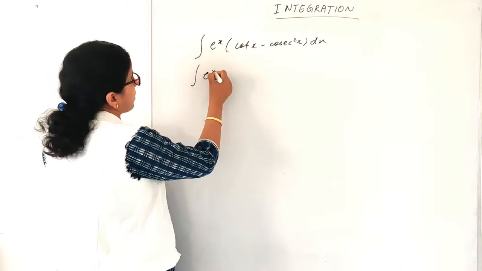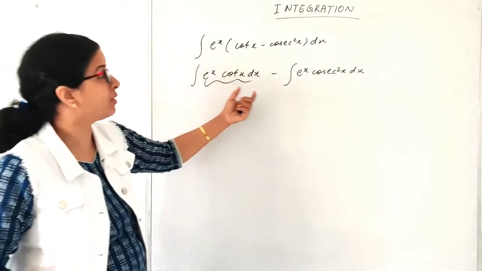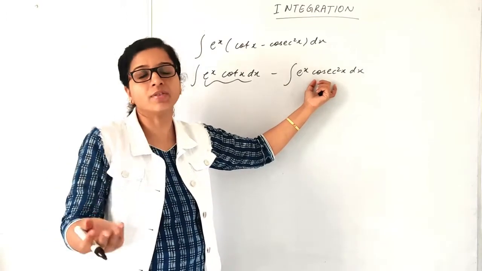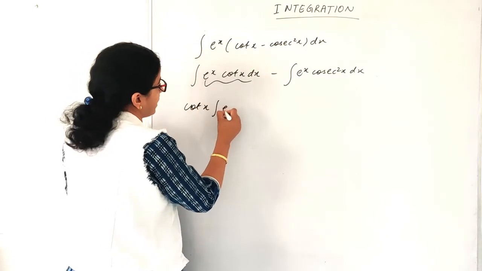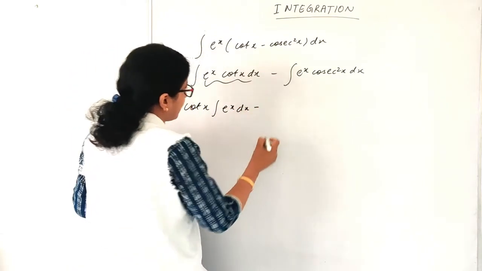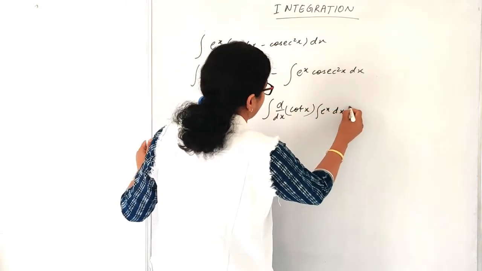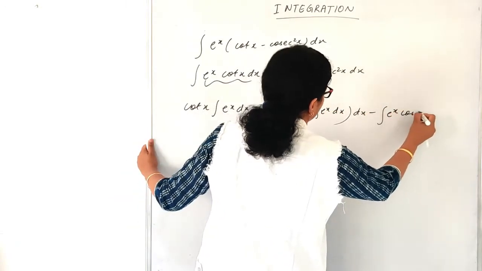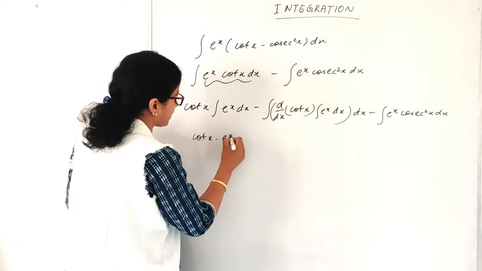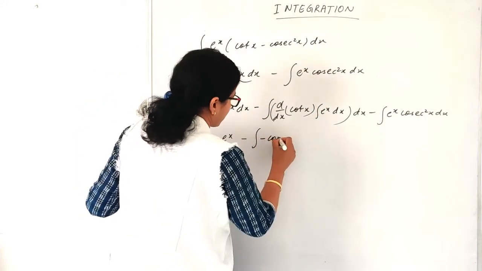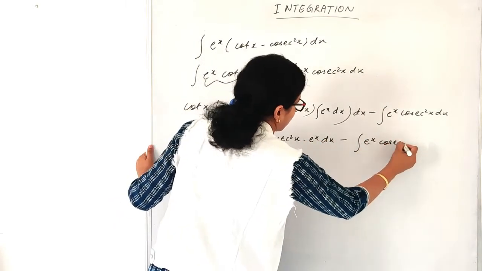So let us separate it, okay? And we are going to solve only this integrand. We will not touch this integrand because anyways we know it is going to cancel. So write cot x as it is, integration of e^x dx minus differential of cot x integration of e^x dx minus e^x cosec square x dx. So look here, cot x e^x minus, this is minus cosec square x, and this will be e^x dx minus e^x cosec square x dx.